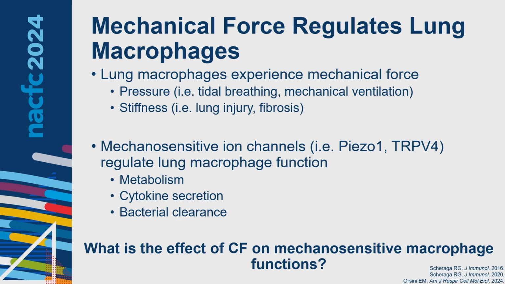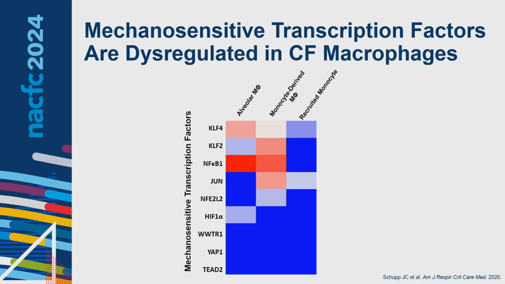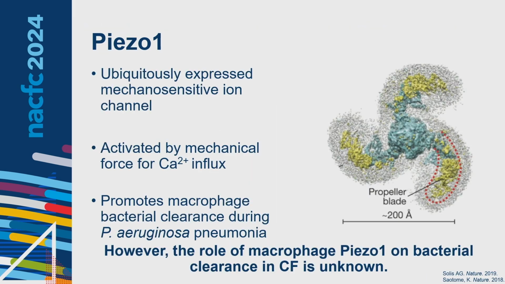However, it is still unknown what the effect of cystic fibrosis is on these mechanosensitive macrophage functions. To try to understand this, we looked at some single-cell RNA sequencing data from people with cystic fibrosis and healthy controls, and we saw that in macrophage populations, there was altered expression of mechanosensitive transcription factors. And we think this is important because these mechanosensitive transcription factors regulate downstream mechanosensitive pathways, such as those for mechanosensitive ion channels like piezo-1.